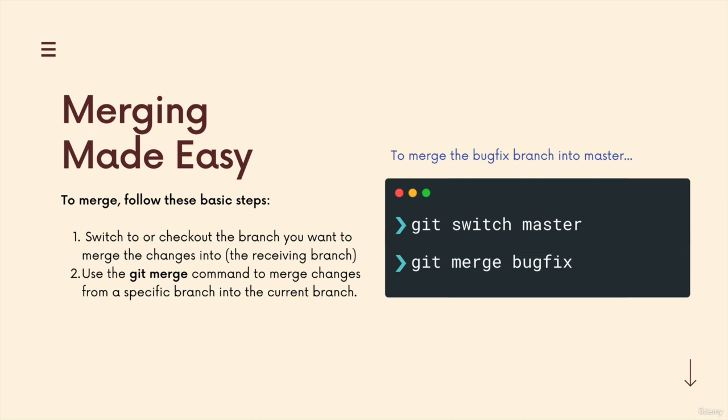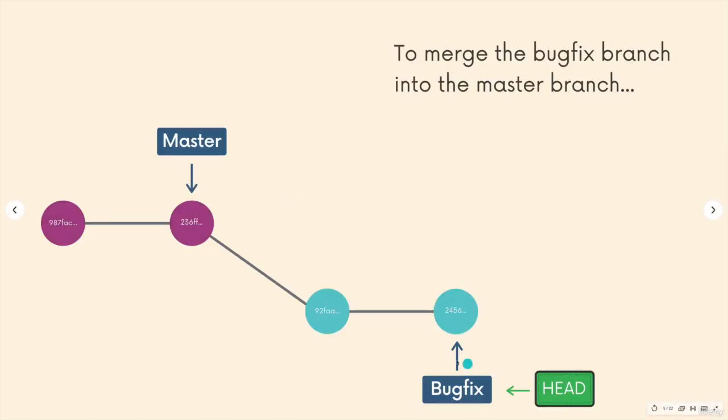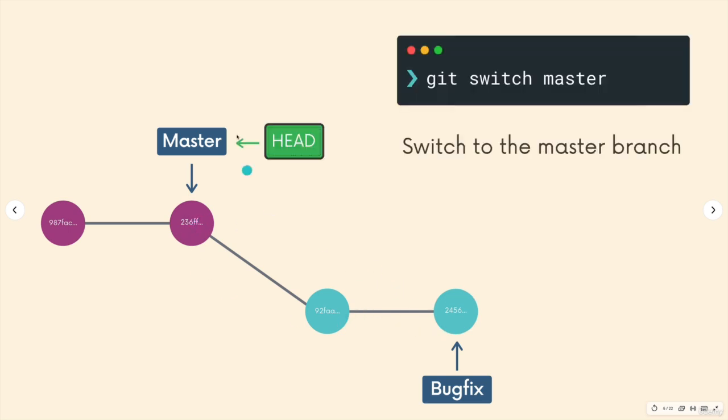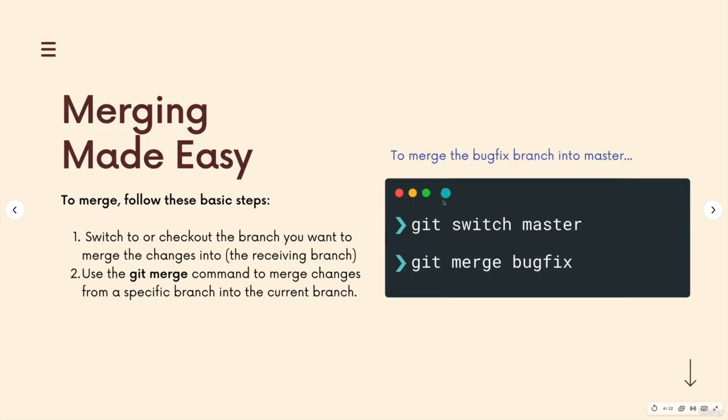So the workflow here is to first switch or check out the branch that we want to merge the changes into. We need to move over to the receiving branch. So I'm trying to merge these commits into master. I need to switch to master. So that's what I do. Git switch master, head now points to master. And then the second step is to actually use the git merge command. And I'll show you an actual demo of this in the next video, but for now we're dealing with slides.